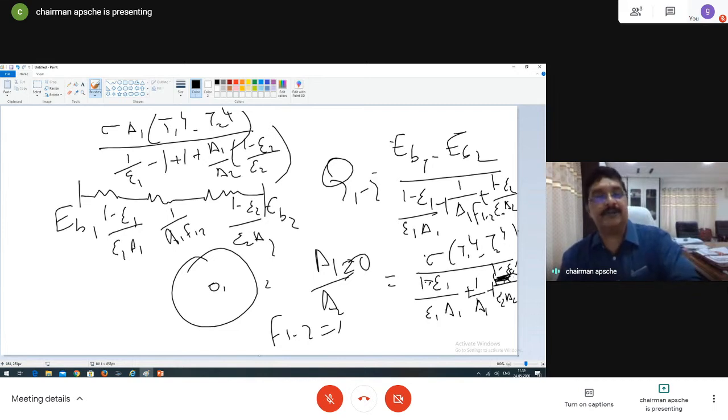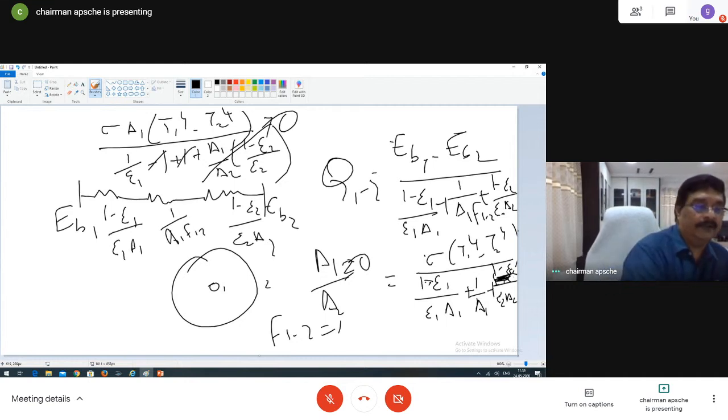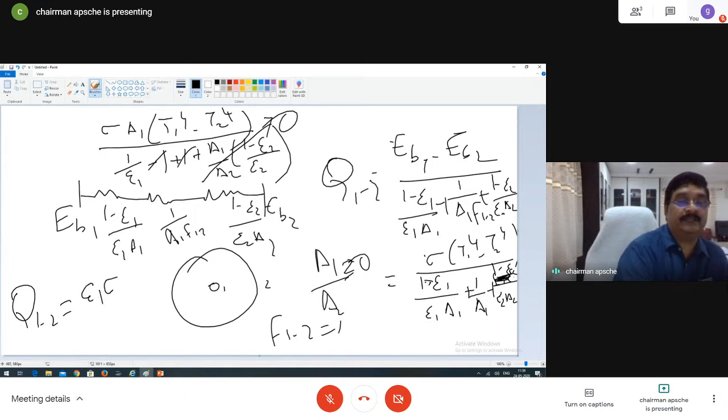So what is A2? A1 by A2 is 0. So therefore this becomes 0. Okay, so minus 1 plus 1 gets cancelled. 1 minus epsilon మిగులుతుంది entire denominator లో. So Q1 to 2 is equal to epsilon 1 sigma A1 into T1 power 4 minus T2 power 4.